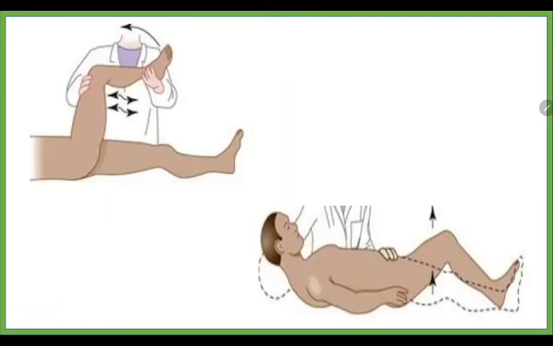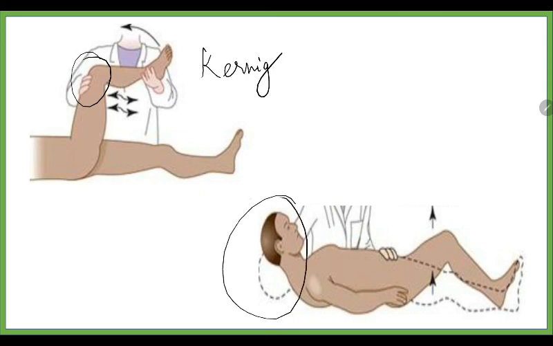Now a quick recap: here the examiner is holding the knee and therefore it is K, so it is Kernig sign. Here the examiner is holding the neck, so it is bending of the neck, that is B for Brudzinski sign.